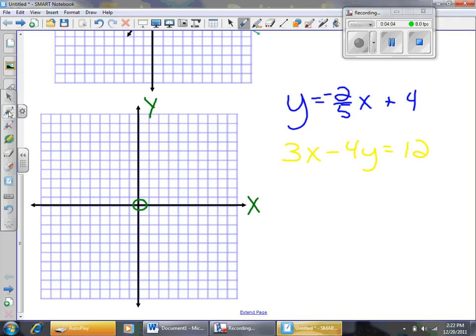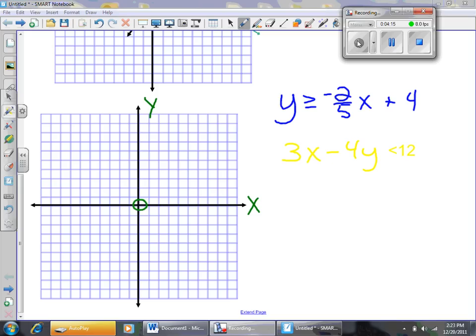Now, I made a mistake here. I don't want these to say equal. I'll make the yellow one be less than 12. Okay, so I changed the blue one to y is greater than or equal to, and I changed the yellow one to less than 12. I'll graph the blue one.